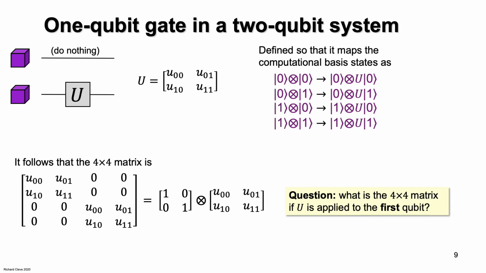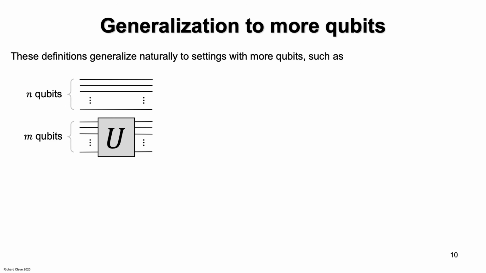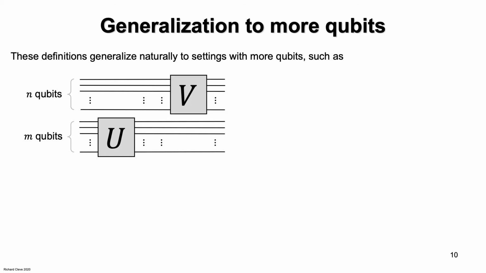We've discussed localized 1-qubit unitaries in 2-qubit systems. Clearly, this generalizes naturally to more qubits. For example, when there are n plus m qubits, and U is applied to the last m qubits, think about what the form of the 2 to the n plus m by 2 to the n plus m matrix would be. Also, when V is applied to the first n qubits.